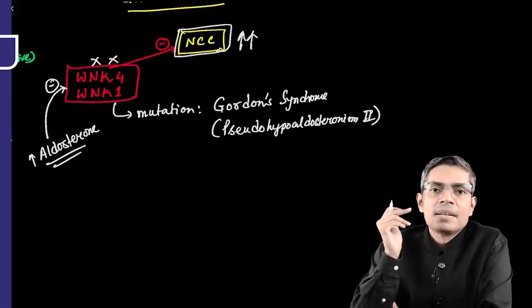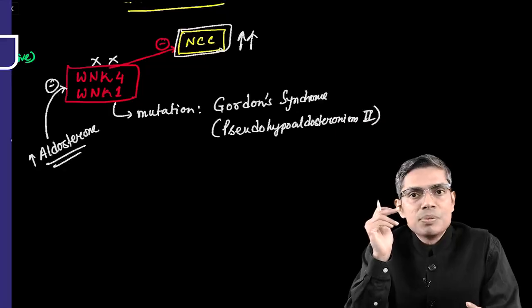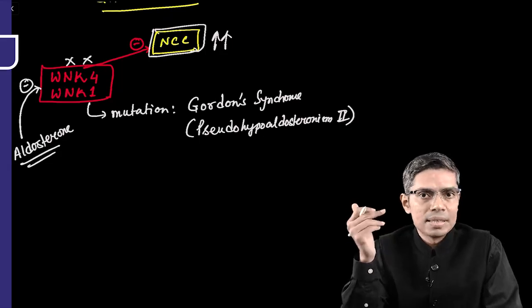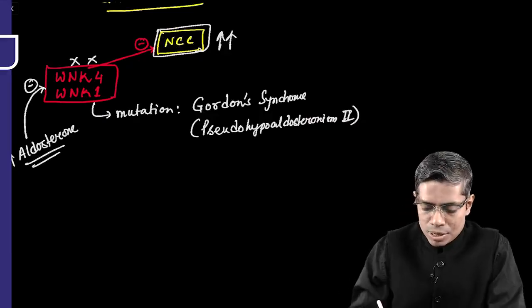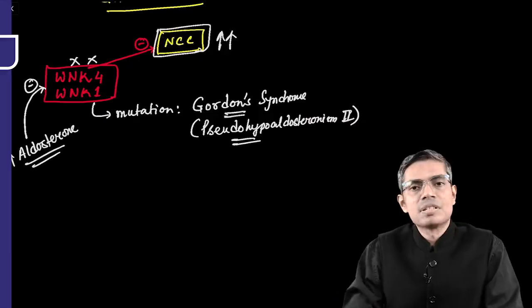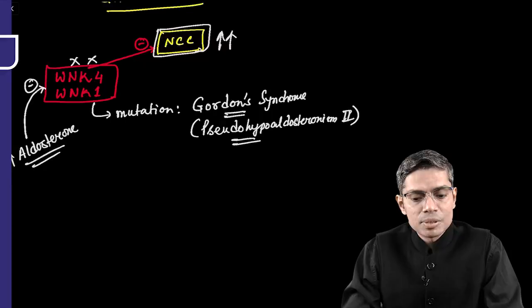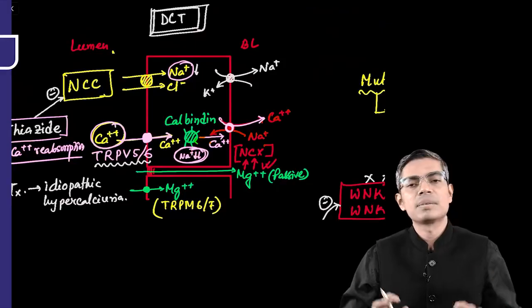So that's why, if this WNK4 and WNK1 is mutated, then also the aldosterone will not be able to work properly. That way, the disease is known as Gordon syndrome, also known as pseudo-hypoaldosteronism type 2. So what about pseudo-hypoaldosteronism type 1? I'm coming to that, but before that, you have to discuss the collecting duct mechanism.